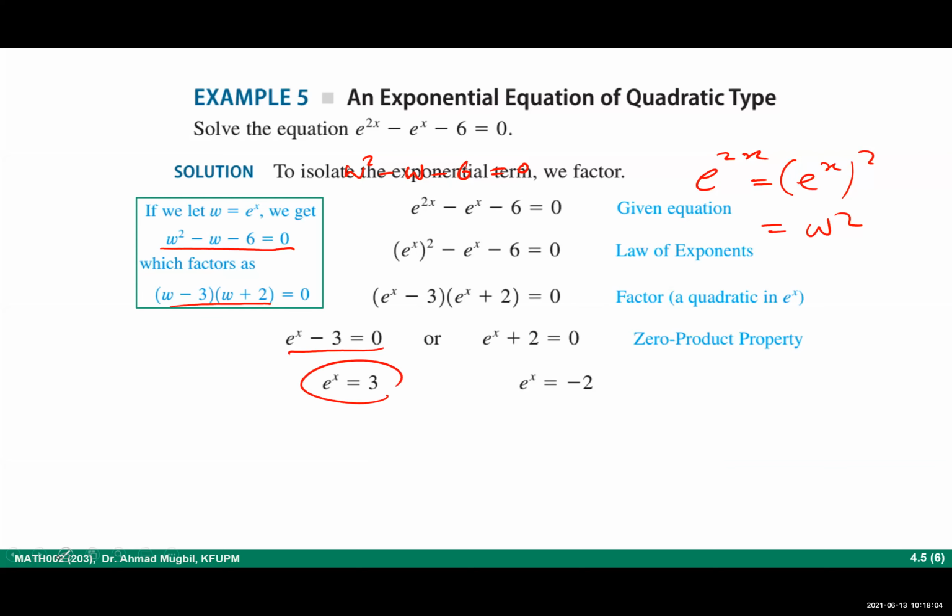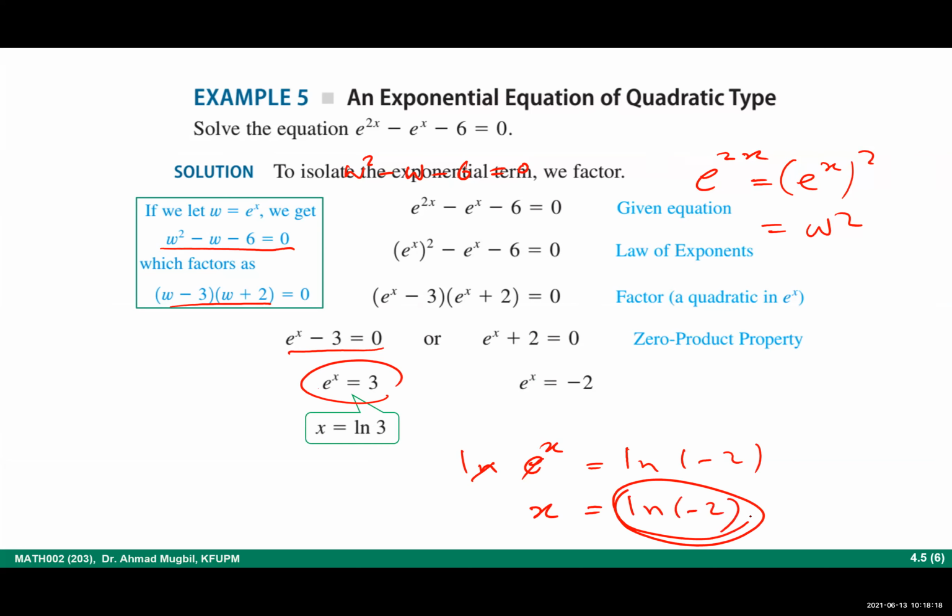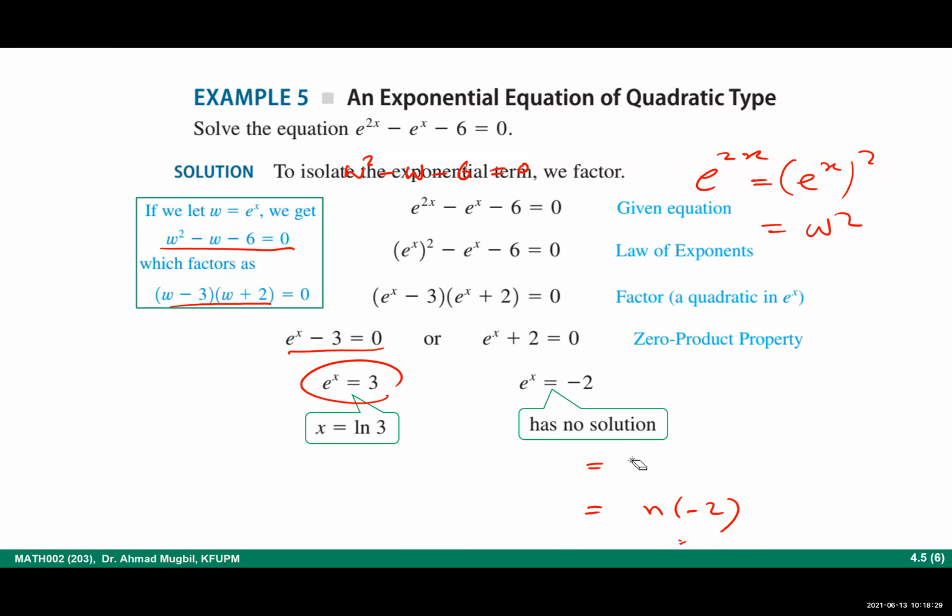For this one, what is x? x is ln 3. You will just take ln of both sides. Here, if you take ln of both sides, this will be cancelled. And here you will have ln -2. ln -2, guys, is undefined. We cannot take ln of both sides when you have a negative. So indeed, this equation has no solution. Why does it have no solution?